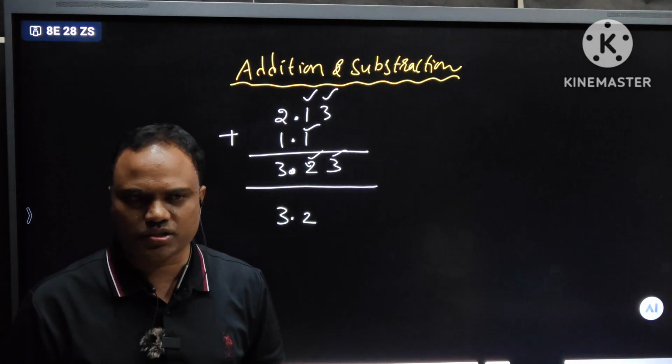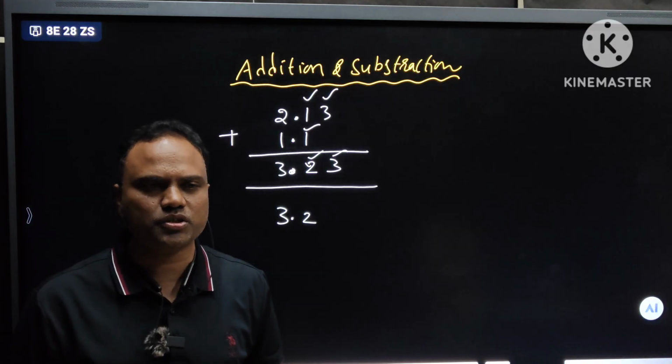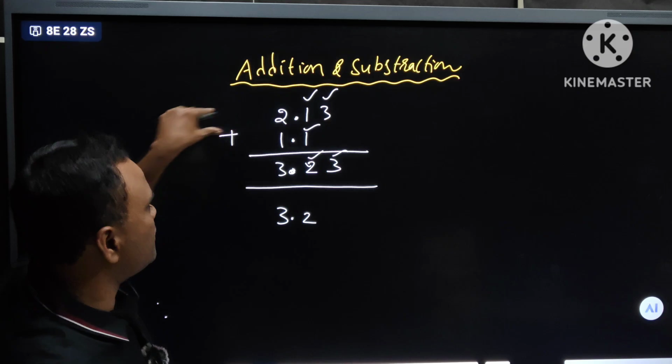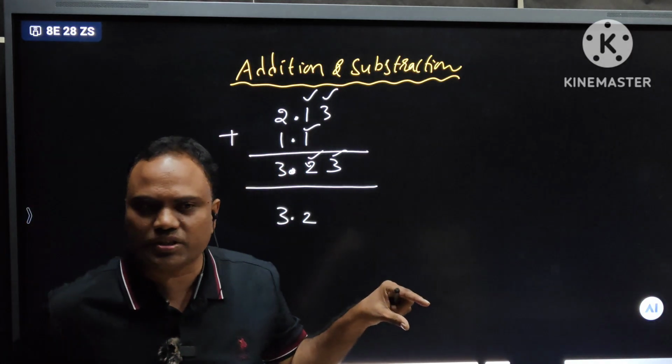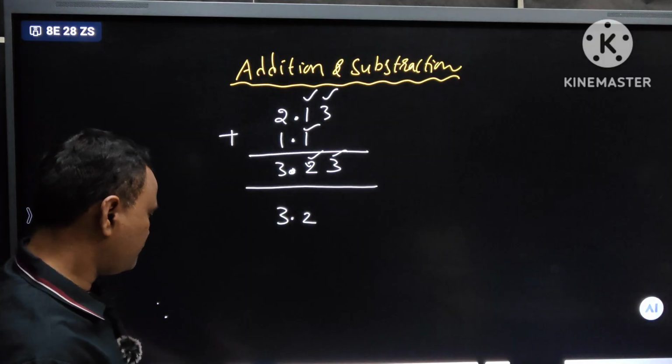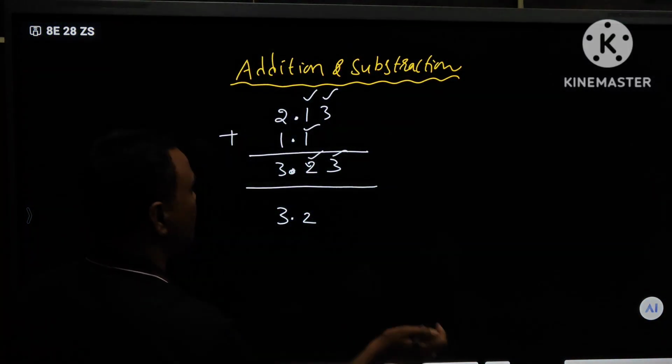During addition or subtraction, the final value should be reported to the same decimal places as that of the number with the minimum decimal places. Look at this. We'll discuss more examples. You will get it, don't worry.